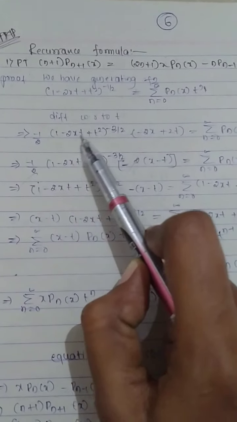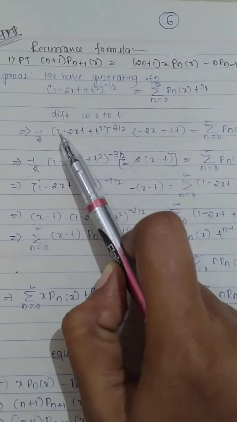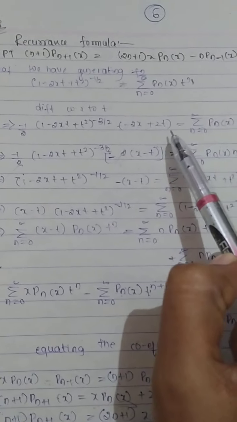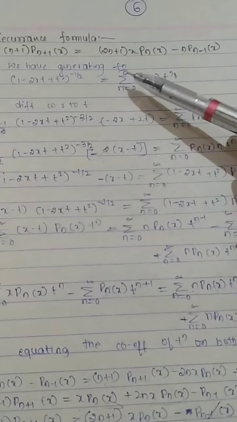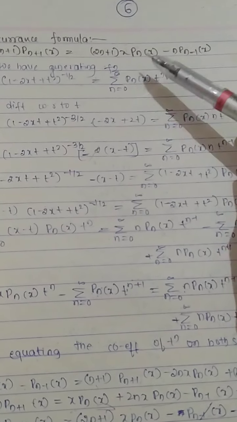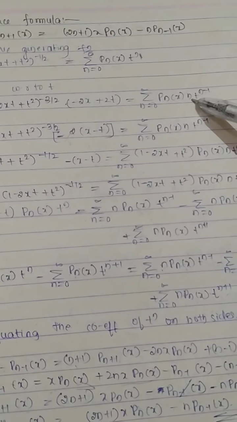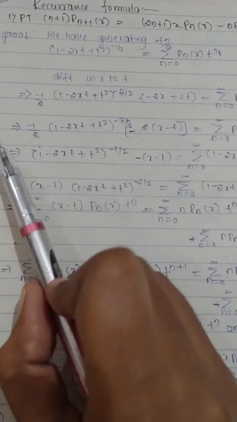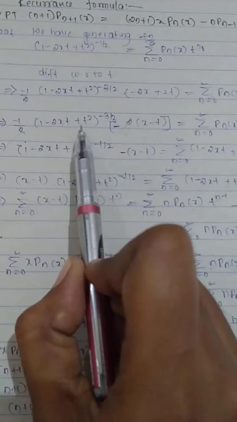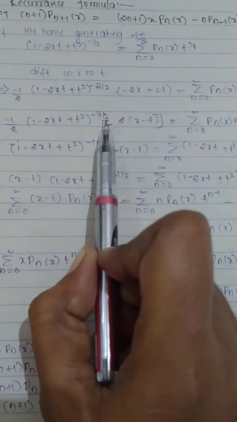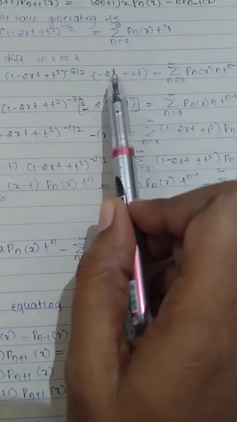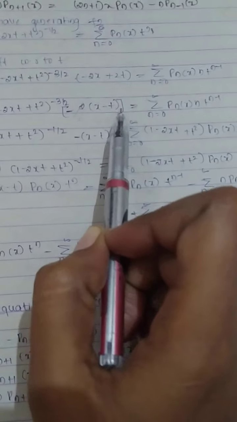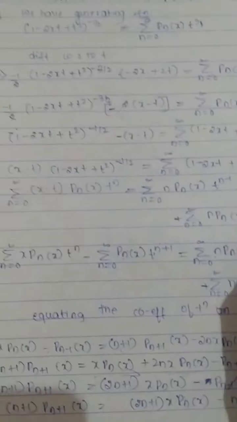Again differentiate this result with respect to t. So this becomes 0 minus 2x plus 2t is equal to summation n is equal to 0 to infinity Pn of x as it is, t raised to n differentiated with respect to t gives n into t raised to n minus 1. Minus half I will keep as it is, 1 minus 2xt plus t square to the power minus 3 divided by 2 as it is. And I can take minus 2 common from this and get x minus t inside the bracket, and that is equal to the RHS term as it is.